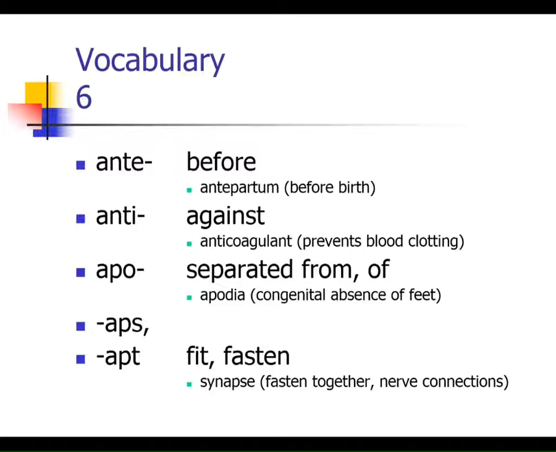Now, in this example, synapse. You know what a synapse is? A synapse is where two cells come very, very close to each other. When we think about the nervous system, we'll talk about a synapse where the neuron, the cell of the nervous system, comes in close contact with a muscle, and that's going to cause the muscle to contract. Those cells come into very close contact. Syn, S-Y-N, means together. Apse, fit or fasten. So synapse, literally, where two cells fit or fasten closely together.